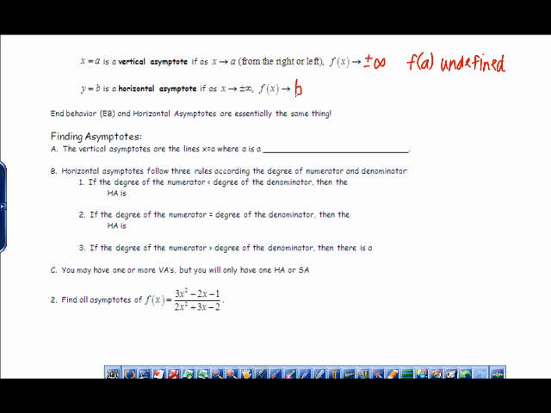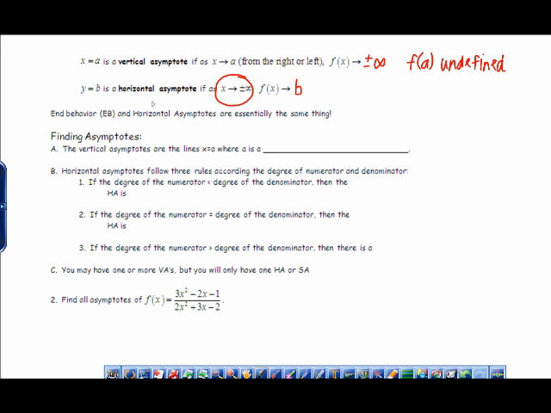Okay? End behavior and horizontal asymptotes are essentially the same thing. That's because end behavior has to do with x approaching infinity or negative infinity, the far right or the far left. For polynomials, we didn't have horizontal asymptotes. We had where the f of x was approaching infinity or negative infinity. And that can happen for rationals, but for a lot of rationals, you have where it's approaching a horizontal line. So we'll explore that more with the examples.